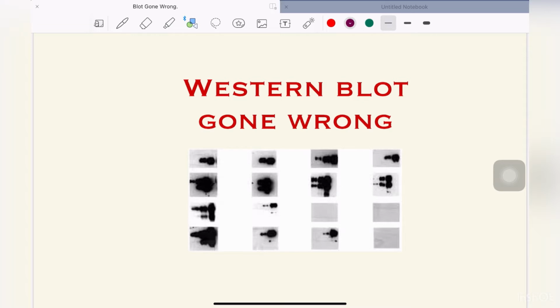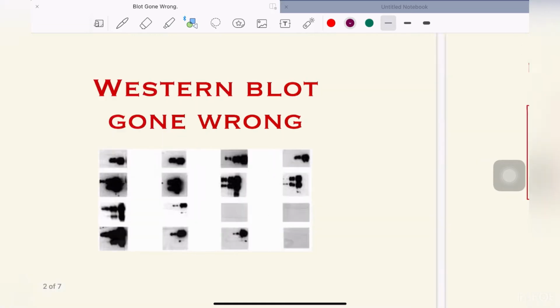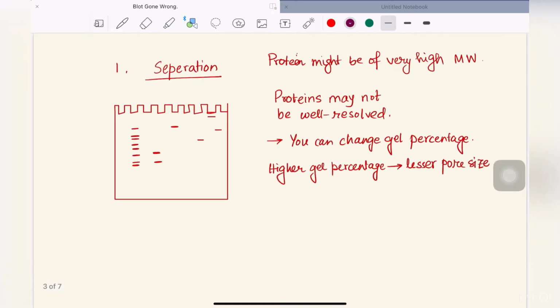So getting a perfect blot the first time can be very tricky and there might arise several problems. So we will discuss them and the probable solutions by which you can improve your blot. So let's begin. I will go step by step. The first step is separation. As I had discussed in my previous video also, please check out the link below and see my previous video here.